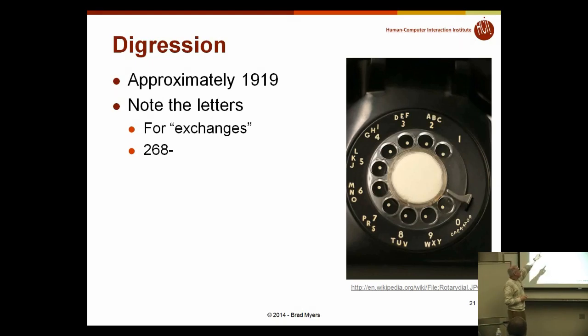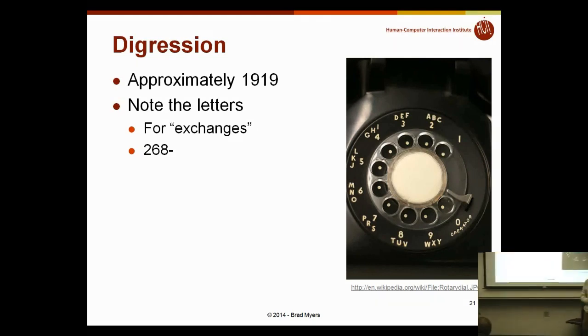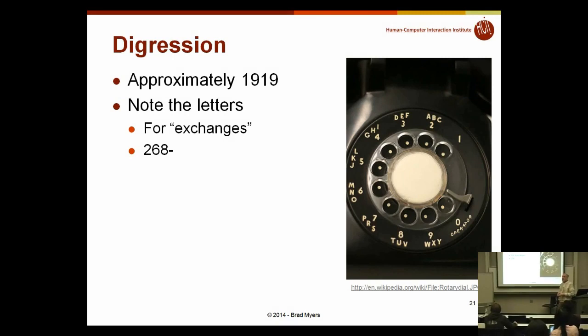And so they had 2 through 9, right, which is 8 numbers, and 3 characters per number gives you 24, and so they just left off Q, because they figured there would be no exchanges that started with a Q. And so this is the history of why there are letters around these numbers starting in the 1920s, when obviously they weren't thinking about texting or anything like that.